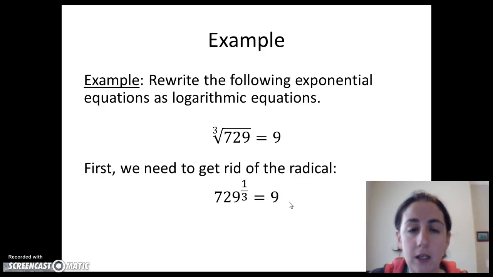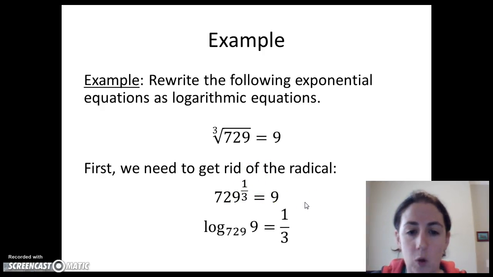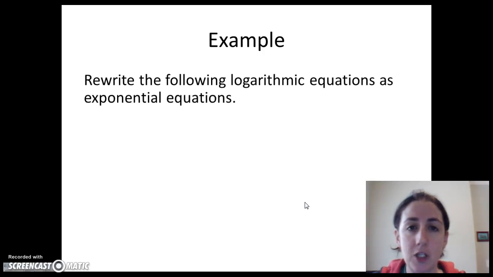So when we turn that into a logarithm, this is the base of the logarithm. This is what you're taking the logarithm of, and your logarithm, remember, is equal to the exponent, so it'll be equal to the 1/3. So we could rewrite that as log base 729 of 9 equals 1/3. Now let's go the other way. Let's take a logarithmic function and write it as an exponential.